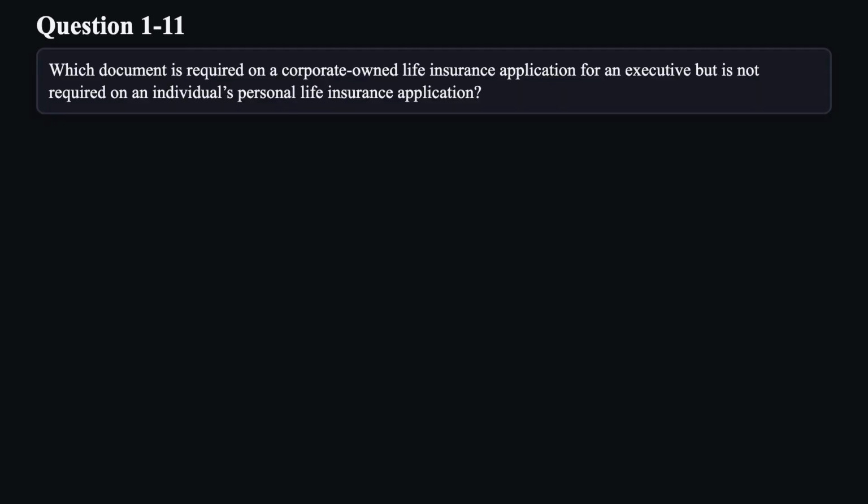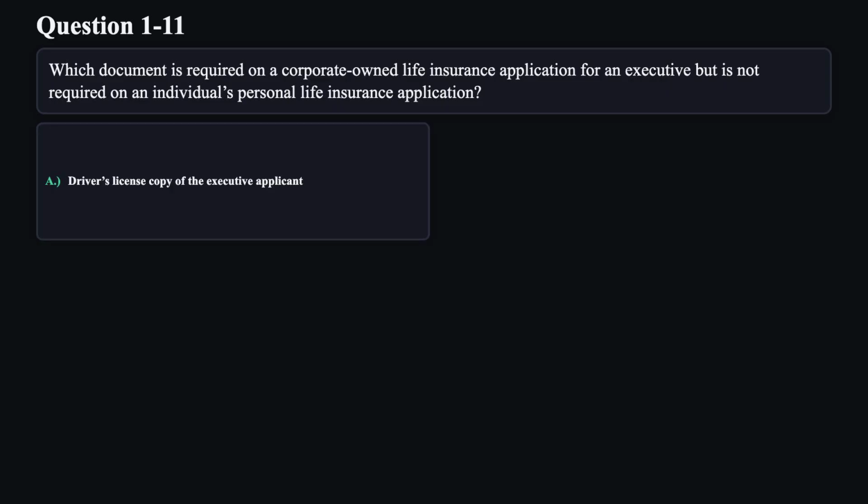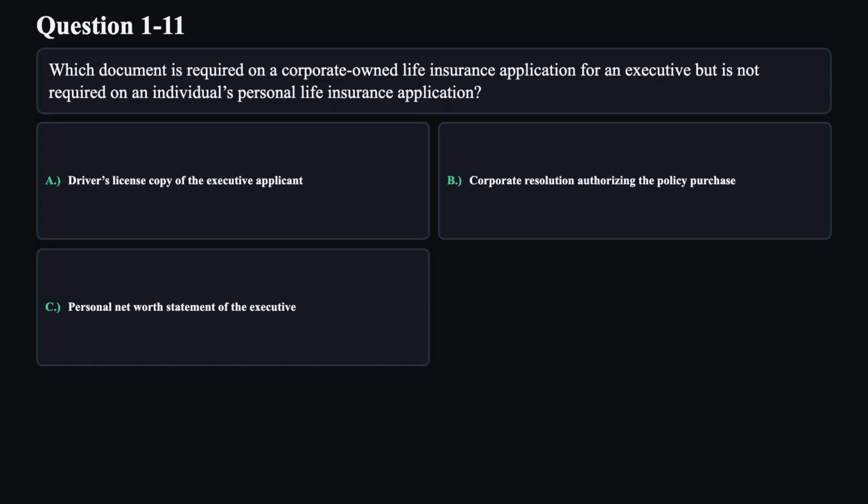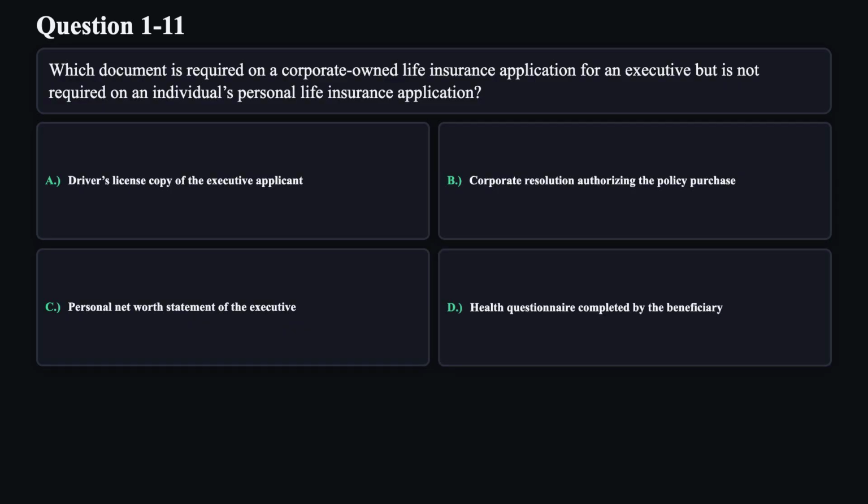Question 11. Which document is required on a corporate-owned life insurance application for an executive, but is not required on an individual's personal life insurance application? A. Driver's license copy of the executive applicant. B. Corporate resolution authorizing the policy purchase. C. Personal net worth statement of the executive. D. Health questionnaire completed by the beneficiary.